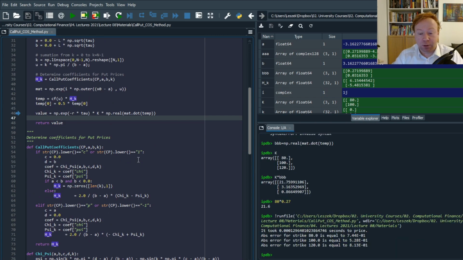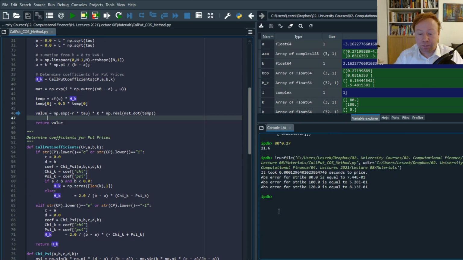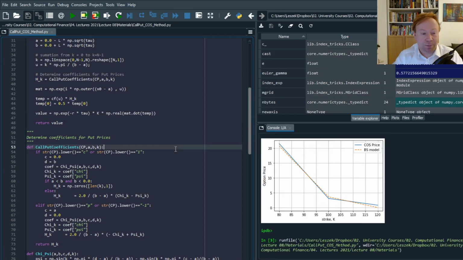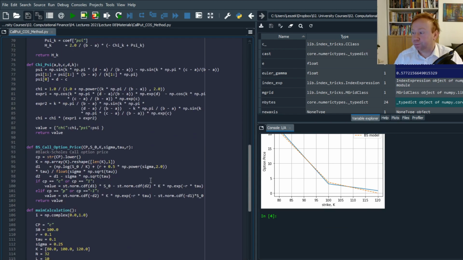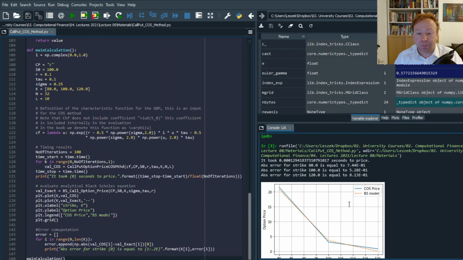So if we run this function, let's see what we see already. Let me just stop it here, because I have some breakpoints. It took us about 12 milliseconds to perform the pricing, so this is about 12 thousandths of a second. We have multiple strikes, and then we compare the error. This is the error that we see for each individual strike.